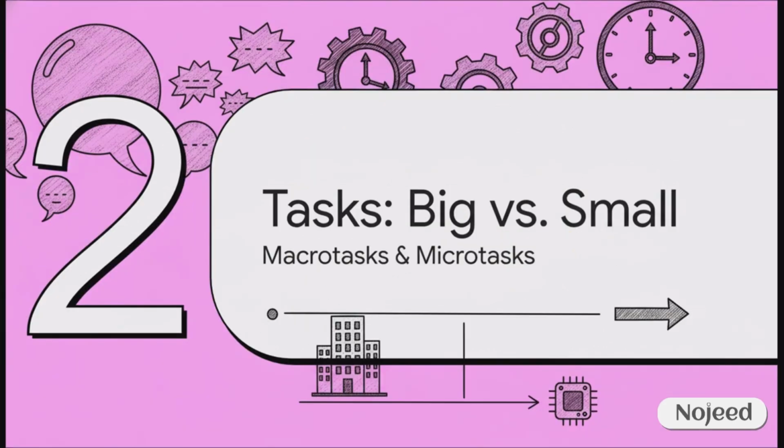So if async is just about scheduling work for later, what does later even mean? Well, it turns out there are two very different kinds of later, and knowing the difference is everything. Let's meet the two main characters in our story, macro tasks and micro tasks.